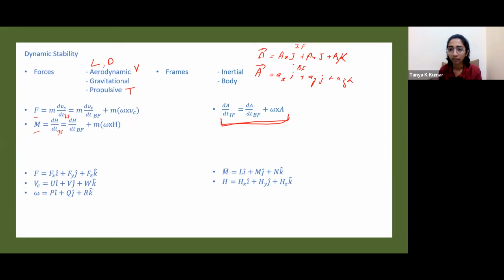How do you get this relation? When you differentiate in the inertial frame, you do dAx by dt into I cap plus Ax into dI cap by dt, and so on and so forth for Ay and Az. Now these terms dI by dt, dJ by dt, dK by dt will be identically zero, because our assumed inertial frame is the earth-centered, earth-fixed frame. We assume it to be inertial, so what it means is it is fixed.